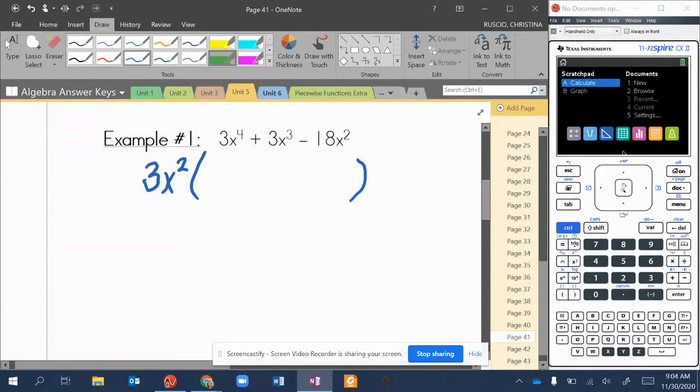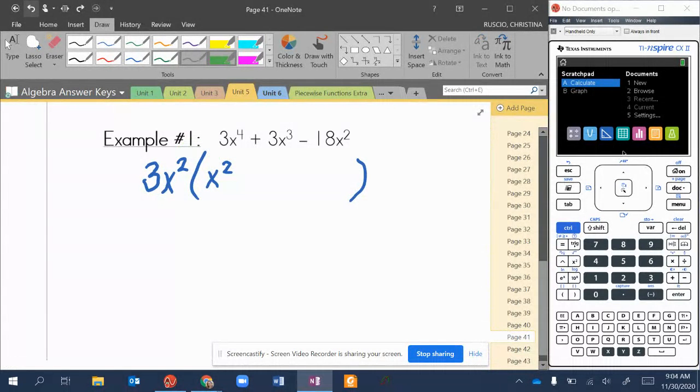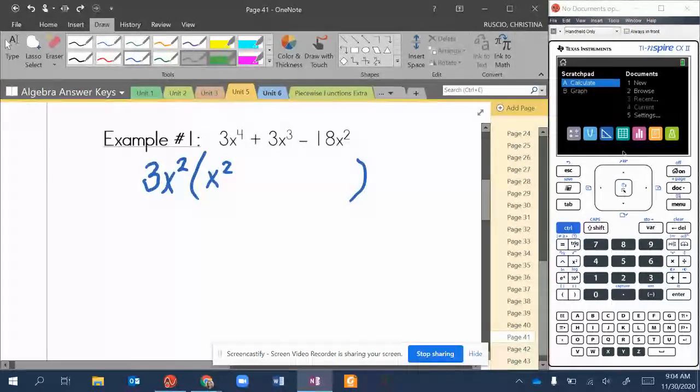All right. So let's now factor out the 3x squared. So 3 divided by 3 is 1. X to the 4th divided by x squared is x squared. If you're not sure how that happened, just think. If we multiply x squared times x squared, we would get x to the 4th because we just add the powers. So when we are factoring, we just drop it down however many powers. In this case, we're dropping it down by 2 because it's x squared.